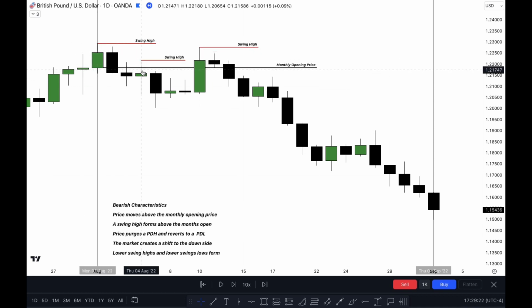It happens here as well. Price comes up, purges the previous daily high, then the next candle reverts back down to the previous daily low. Same thing along the lines here in this formation. Doesn't get there, but eventually you can see how it reverts right back down to sell side.